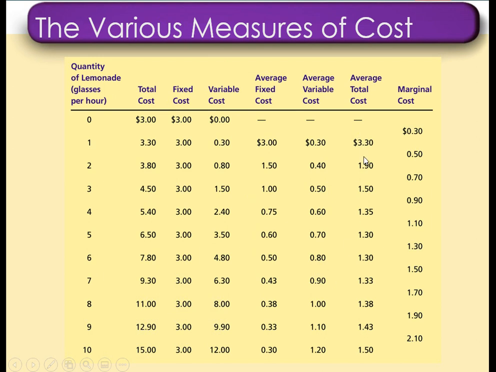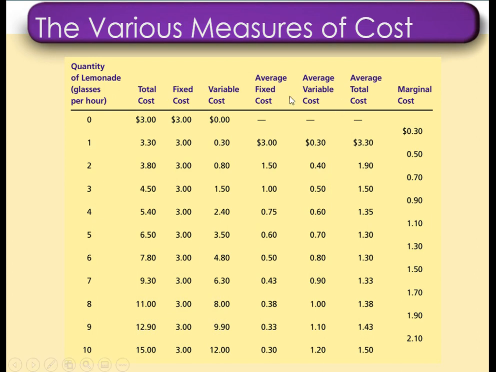Average total cost. We can calculate average total cost by using two different formulas. The first is that average total cost is the sum of average fixed cost plus average variable cost. So when we add average fixed cost plus average variable cost, we have average total cost. 3 plus 0.3 equals 3.30. 1.5 plus 0.4 equals 1.90. 1 plus 0.50 equals 1.50. 0.75 plus 0.60 equals 1.35. In this way we can calculate the rest of the values.